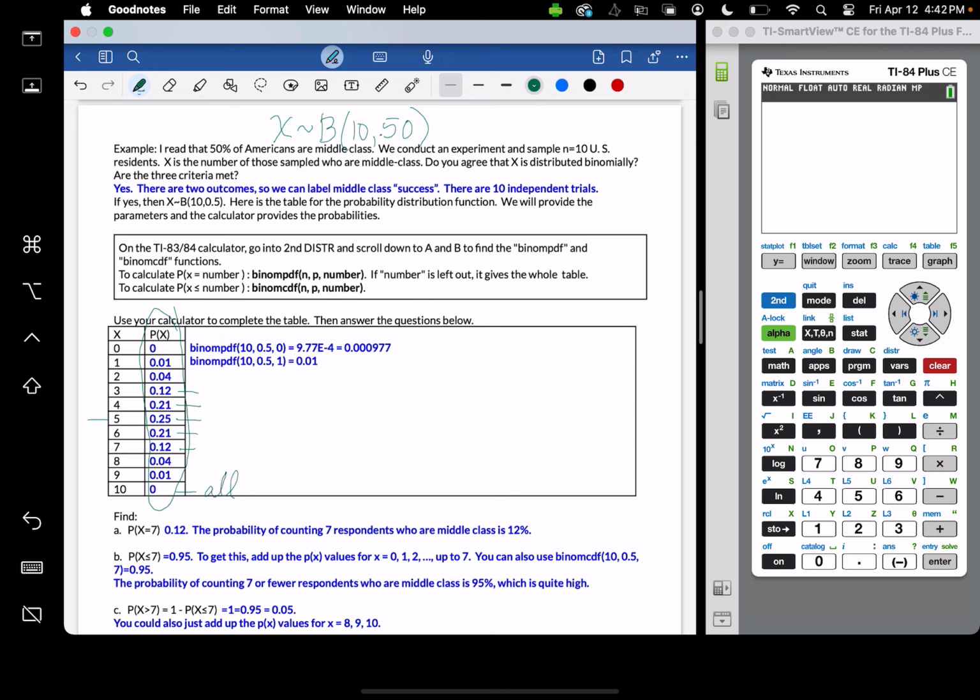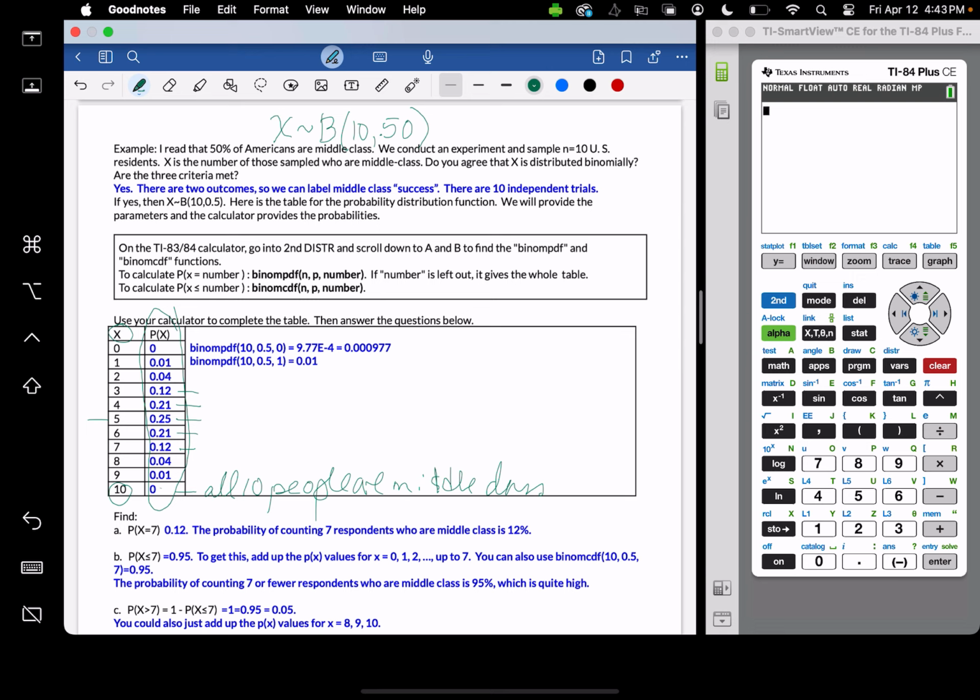So this would be all 10 people are middle class. So what we're looking at is the probability that X, the number of people, is 10. And that probability is essentially 0 according to our calculator. So I'm going to show you how to get these numbers.